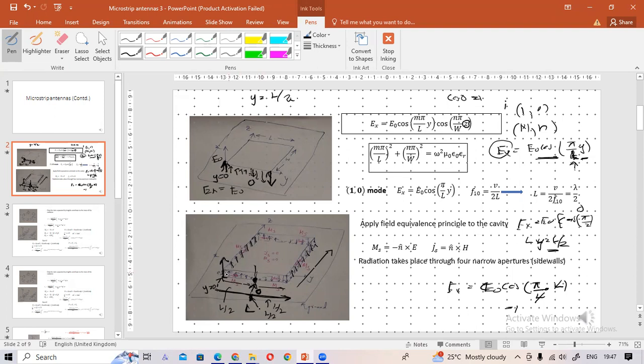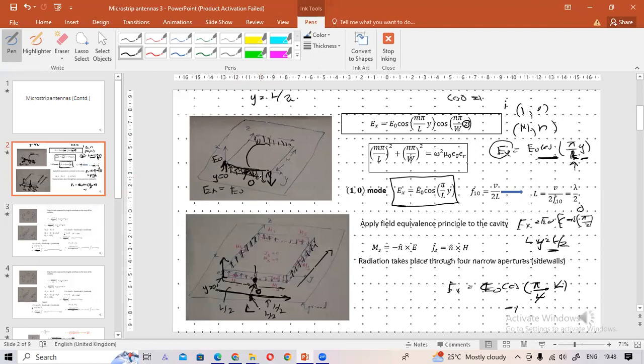That is mentioned here, the E field distribution. It is according to the cos function: Ex is equal to E naught cos(πy/L). Now you can see that at the input side the E field is changed, and the other side also the E field is changed.